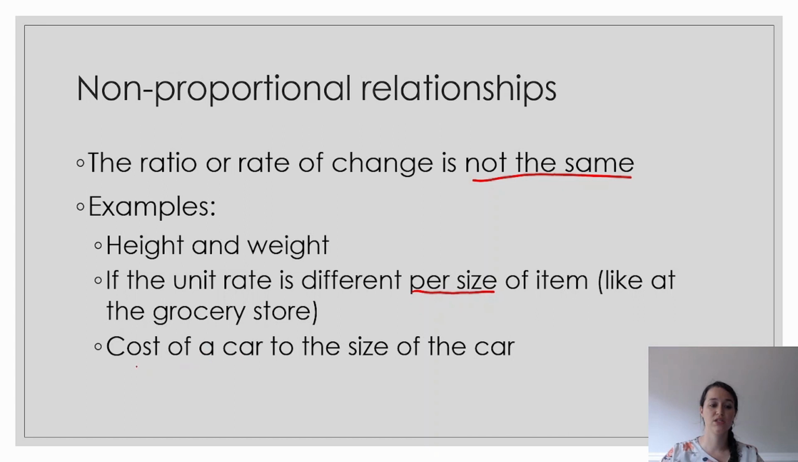Cost of a car to the size. So you might get a really big car that's not as expensive as maybe a really small sports car or maybe a fancy Italian car. I don't know cars that well. But a smaller car might cost a lot of money depending on what it is, or you might get a nice big vehicle that doesn't cost as much, or vice versa. So cost doesn't correlate to size. It's not a proportional relationship. They don't increase at the same amount because there's lots of other factors that would go into these things. So those are your non-proportional relationships.